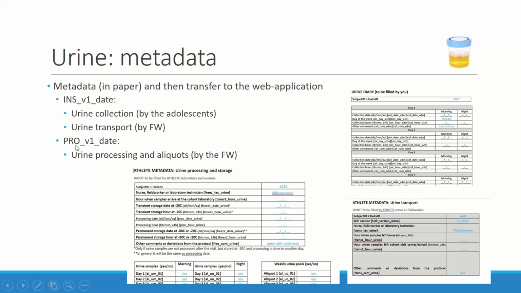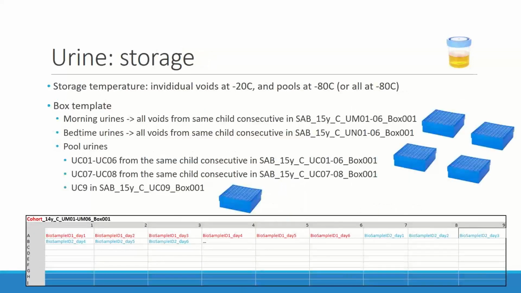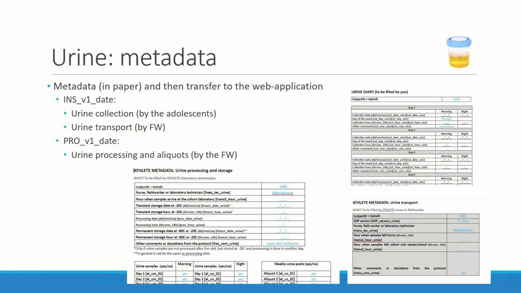Apart from this file called instructions, which contains part of the metadata, we have a second file that is called processing, okay? And here we also have some questions which have to be filled by the lab person or the field worker. These questions relate to the processing of the samples and the timings of storage. For instance, they have to tick if all the aliquots have been created or if there has been any deviation from the protocol, okay?